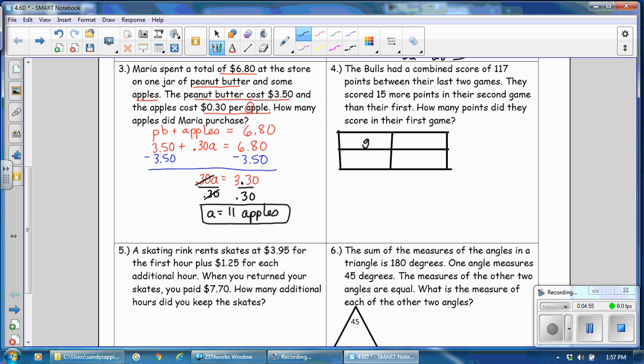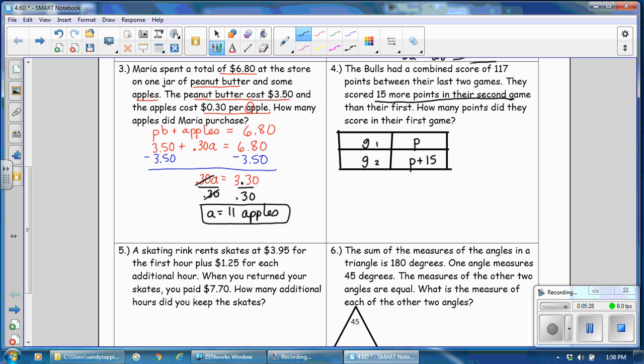So I'm going to put game 1 and game 2. They scored 15 more points in their second game. So we know a little bit about the second game, but the first game is the complete unknown. So game 1, I'm going to put down G. Actually, let's use P for points for that, because we're keeping track of points. So game 1, we'll call that P for points, and then the second game is 15 more points. So you add 15 to that score.